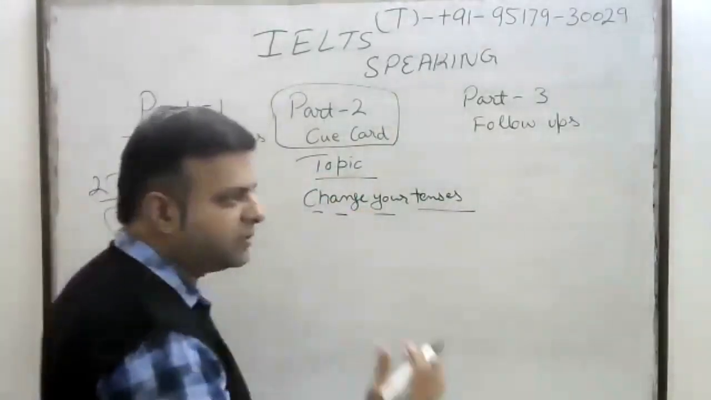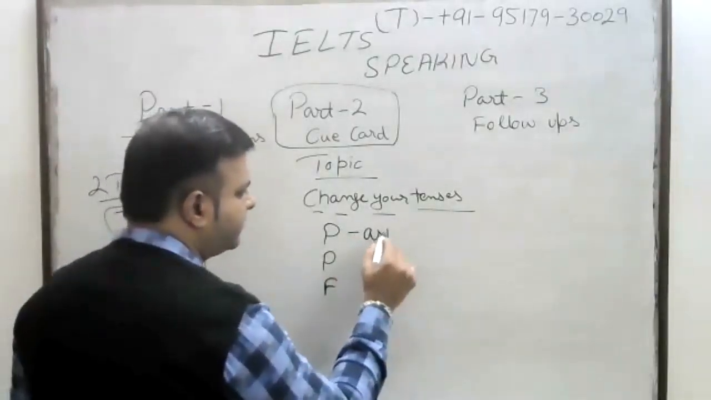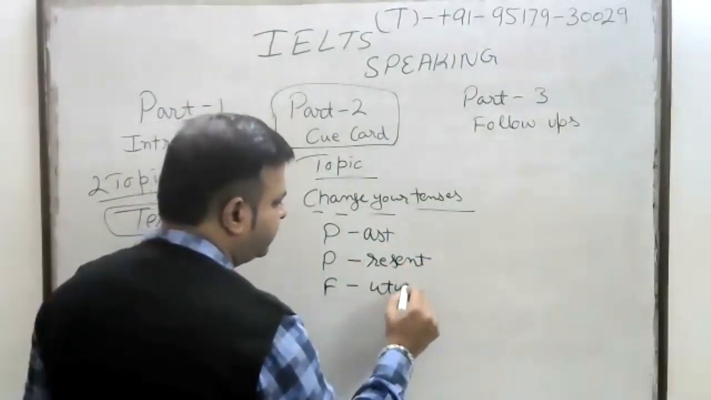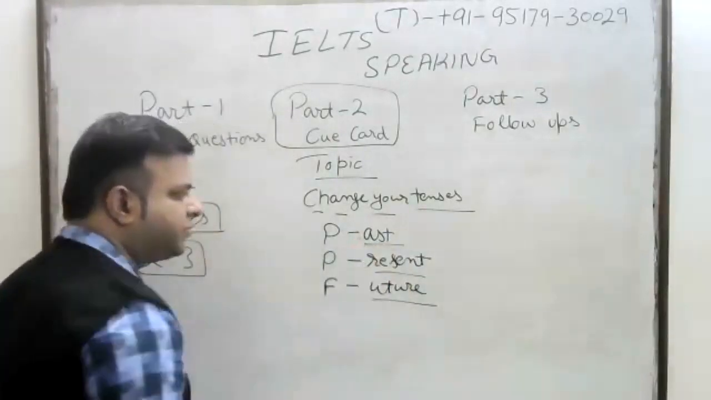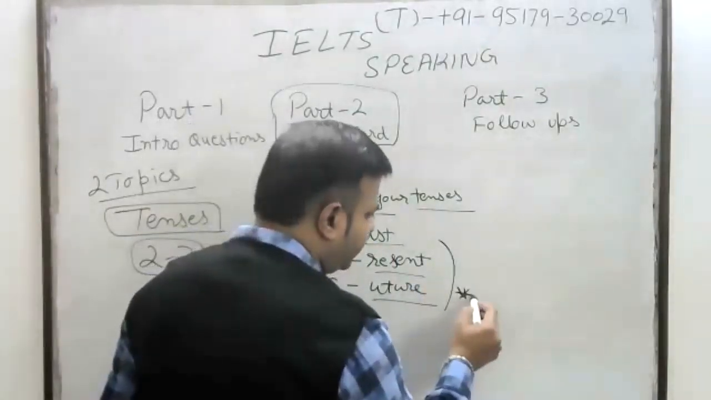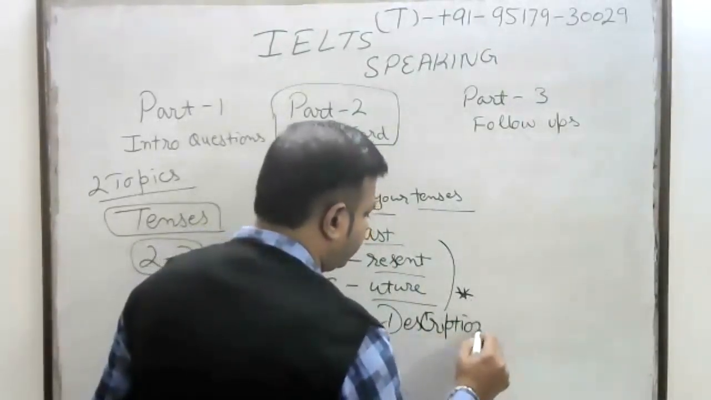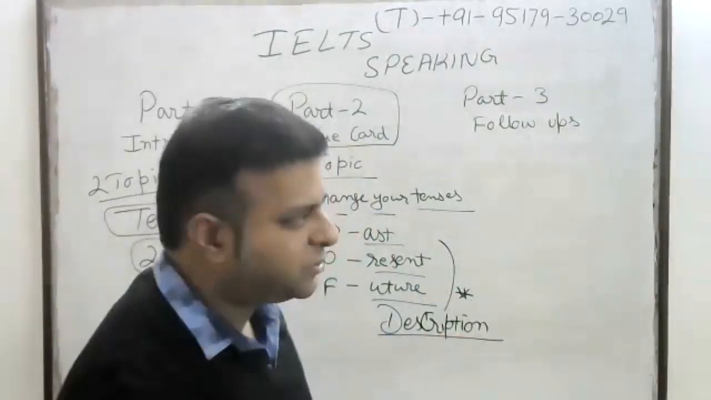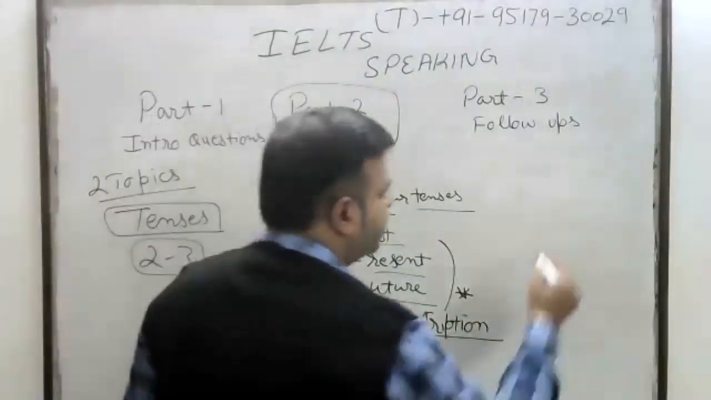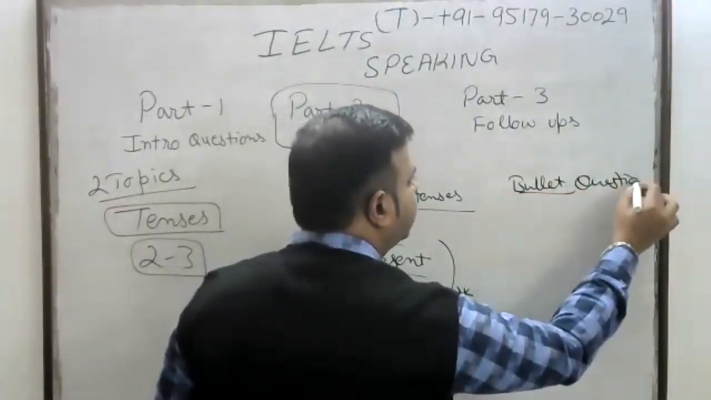Normally, wherever you see on the internet, it says PPF: past, present, future. Past, present, future, right? I just want you to somewhere introduce description. Why am I saying description? Because if you look closely at each and every cue card, there are some questions over there. Those are known as bullet questions, which you need to cover.